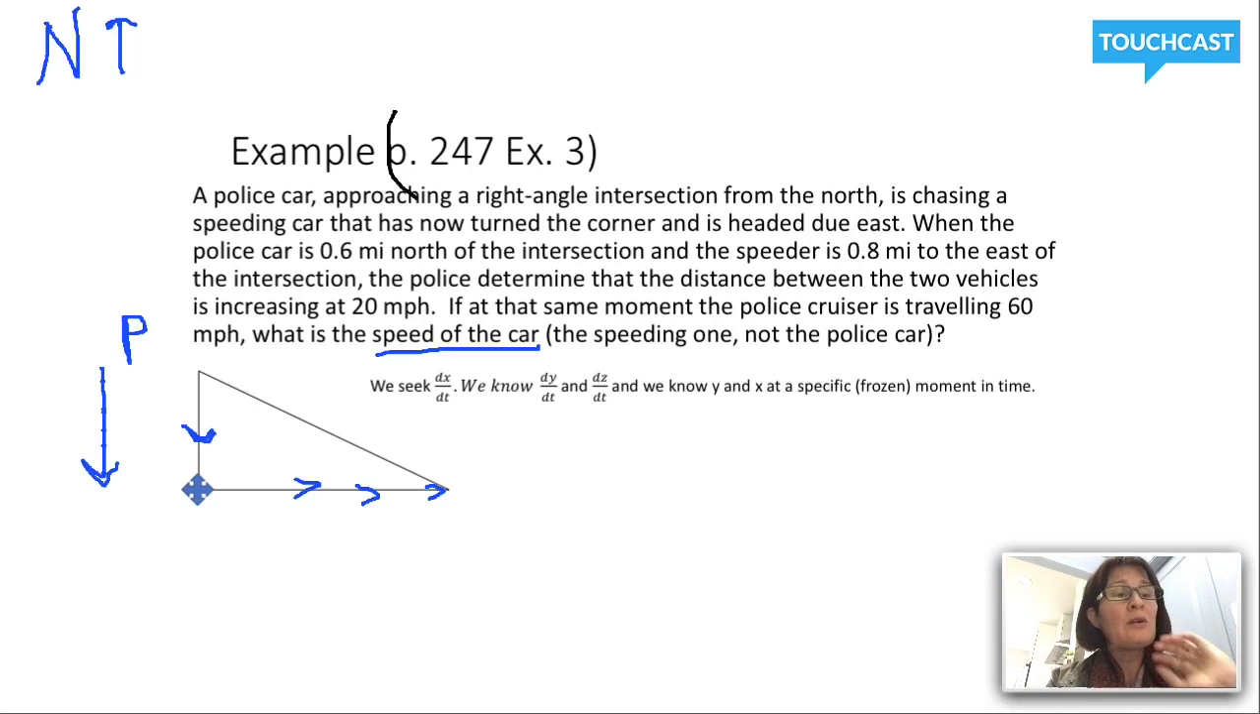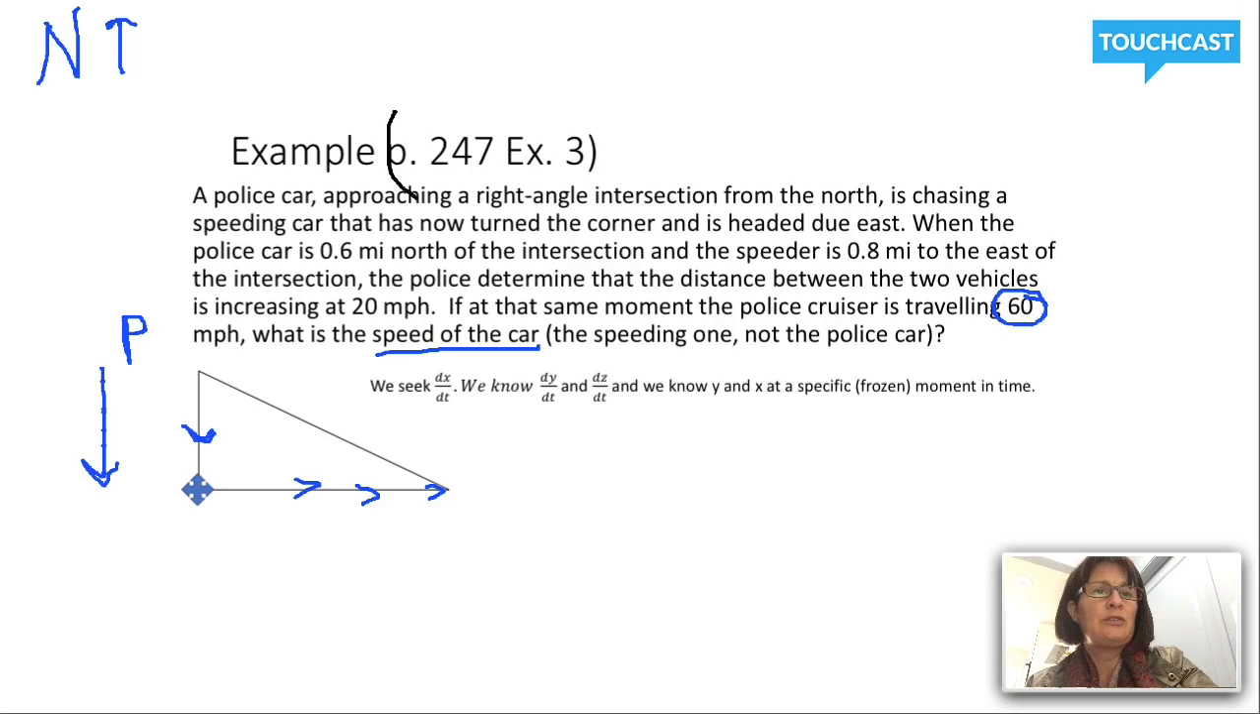So, some things that we know. I'm going to make two versions of this picture. I'm going to make the version that is always true. And then I'm going to make a second version where I freeze at a specific moment in time. For some people, if you try to put both sets of information on one picture, it can be very confusing. You can end up accidentally plugging some numbers in before you take your derivative, which is going to give you the wrong answer. So, things I know. Do I know how fast the police are going? So, the police are going 60 miles an hour.